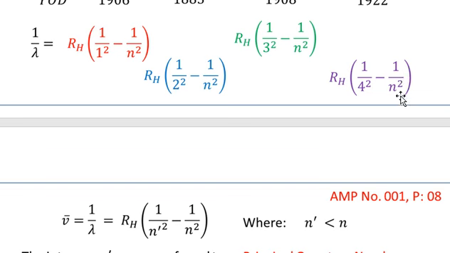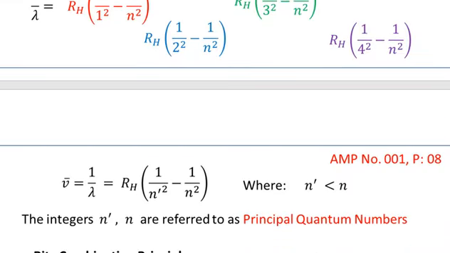In the n position, n is always greater than the value. For example, in this formula, n is greater than 4. In this formula, n has to be greater than 3. In the Balmer formula, n has to be greater than 2, and in the Lyman formula, n has to be greater than 1. So we have combined all these formulas into a single formula over here. This is the fundamental formula explaining all the above series, and the integers n prime and n are now referred to as the principal quantum numbers.